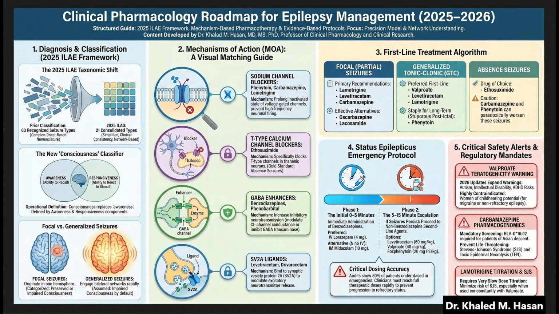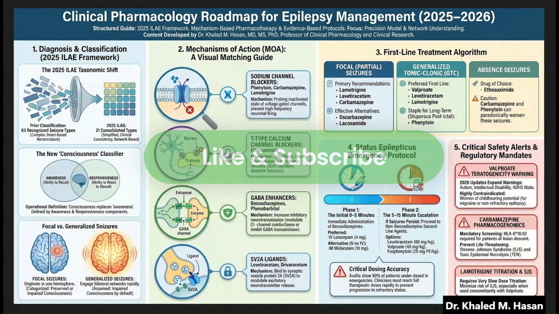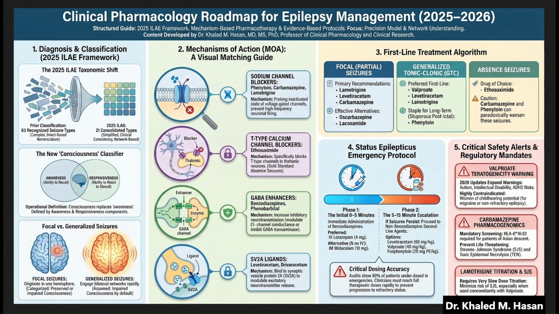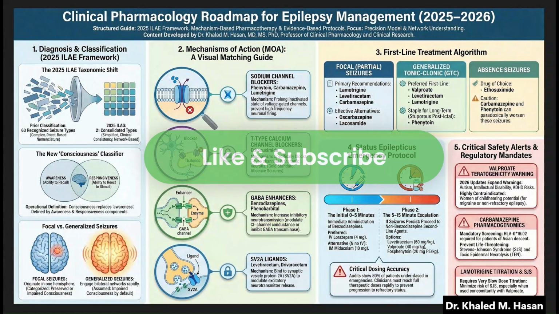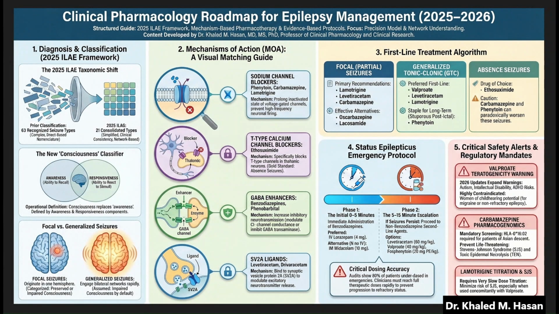3. First-line treatment algorithm. Empirical drug selection is guided strictly by the classified seizure phenotype. Focal, partial, seizures: primary recommendations are lamotrigine, levetiracetam, carbamazepine. Effective alternatives are oxcarbazepine, lacosamide. Generalized tonic-clonic, GTC, seizures: preferred first line is valproate, levetiracetam, lamotrigine. Long-term maintenance: phenytoin remains a staple, particularly for managing the stuporous post-ictal phase.